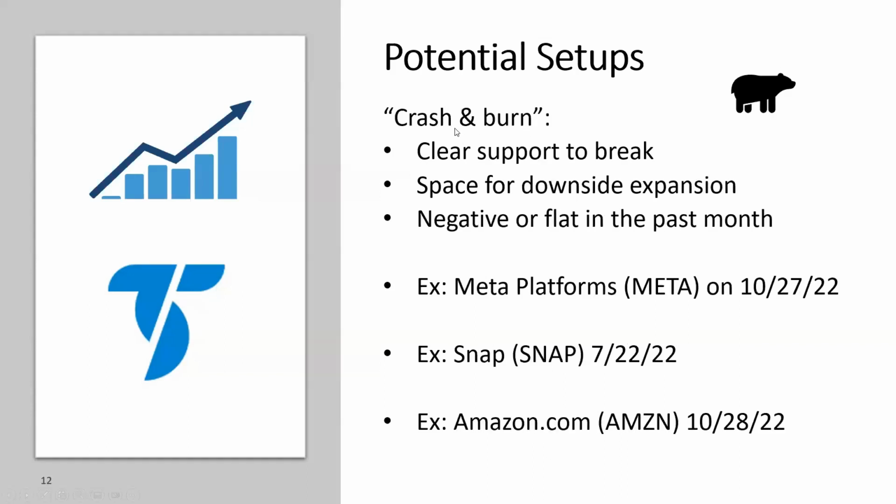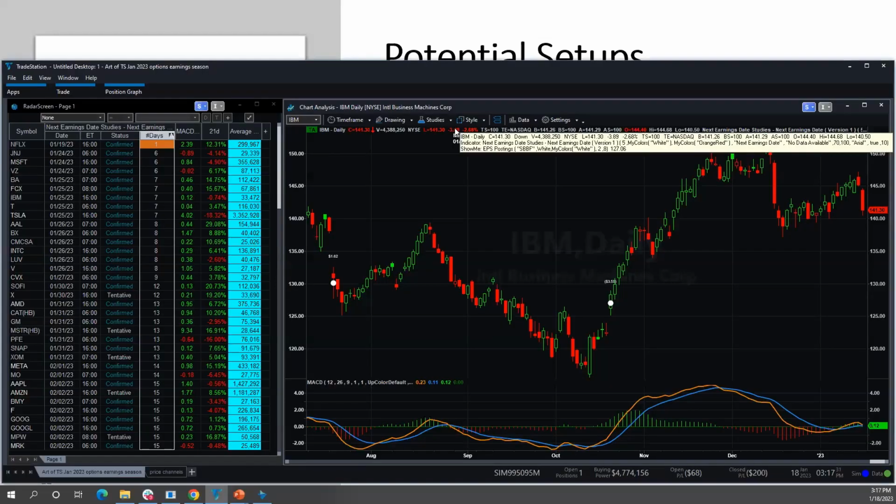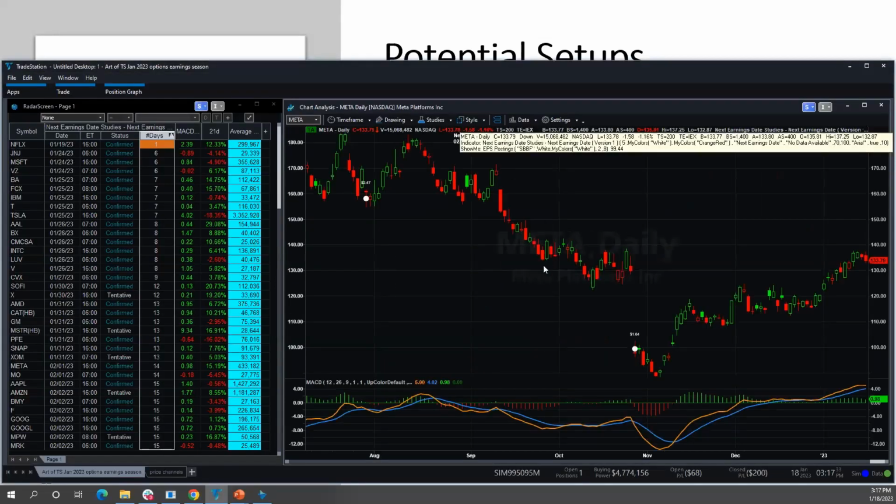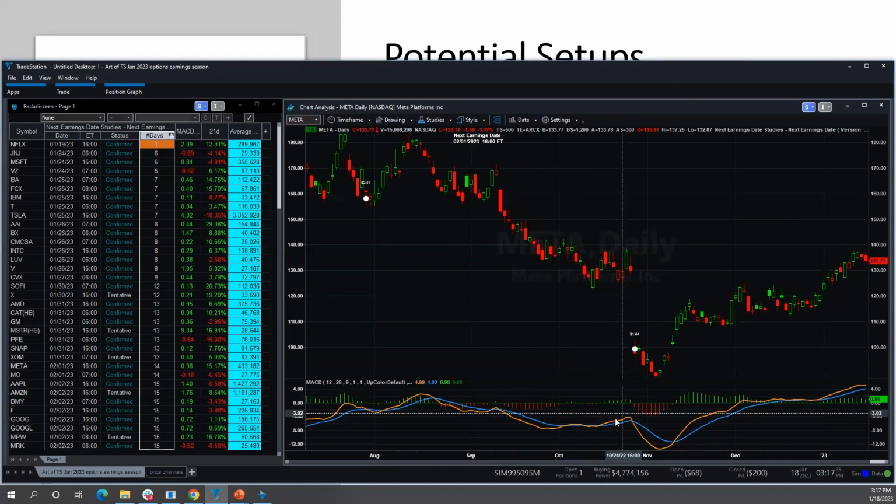The next one I call crash and burn. So let's look at something like Meta back on October 27th. There we had MACD, you could say it was rising a little bit.